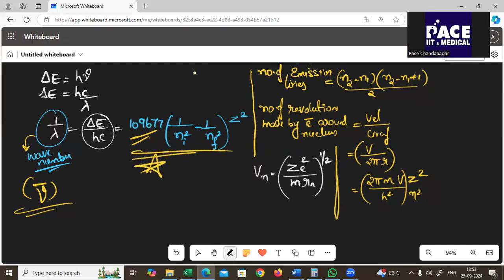And the number of emission lines, as we talk about it, is (n2 minus n1) times (n2 minus n1 plus 1) by 2, or delta n into (delta n plus 1) by 2. This one. So delta n is always n2 minus n1.